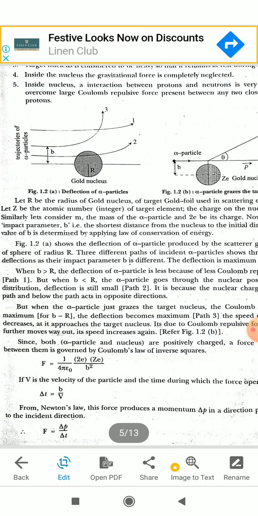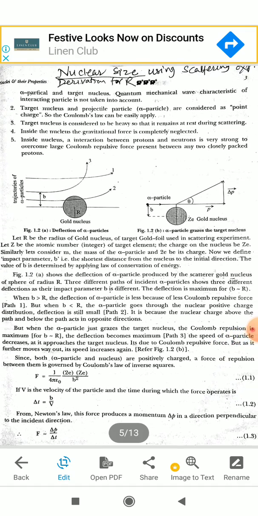Here 2e is the charge on the alpha particle, and Ze is the charge on that particular gold nucleus, and b is the impact parameter for this repulsion force, v is the velocity of the alpha particle, and t is the time duration in which the force operates between the alpha particle and the gold nucleus.